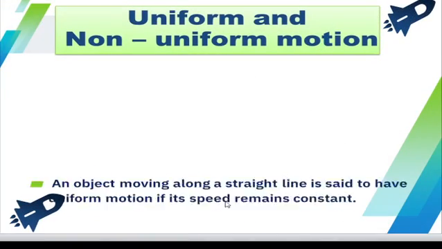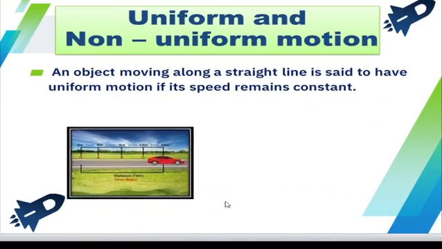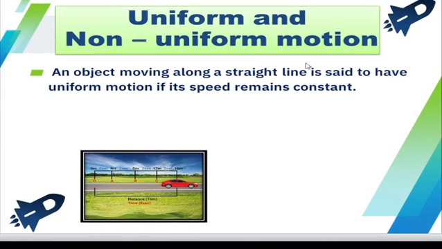Next, uniform motion and non-uniform motion. In uniform motion, an object moves along a straight line path and its speed remains constant. That is called uniform motion. For example, see here, the car moving: at each position A, B, C, D it takes the time of 2 seconds. So this is one example of uniform motion.